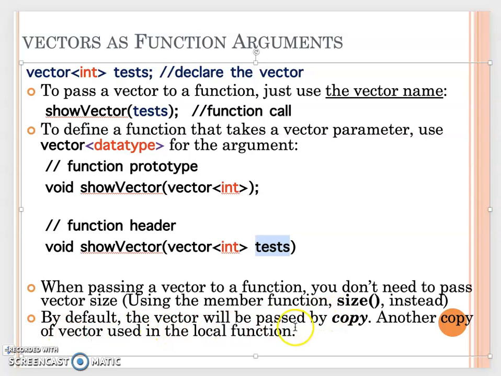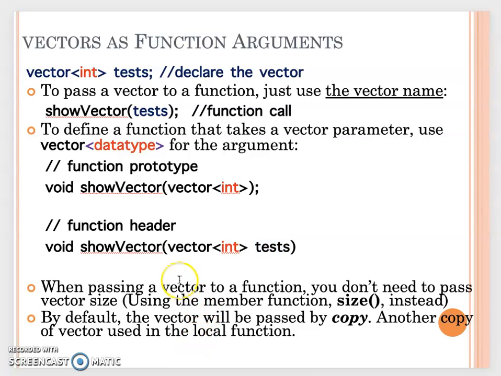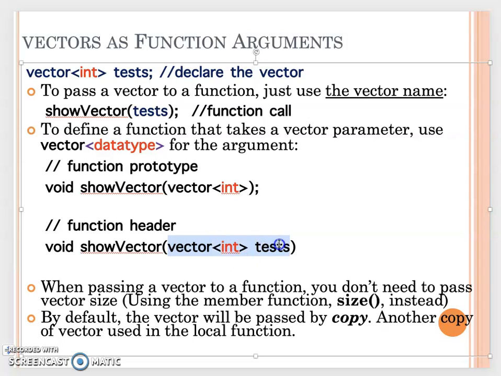By default, the vector will be passed by copy. Another copy of the vector will be used by the local function. What does that mean? That means if in your header you only show the data type and the parameter variable name, by default it is always passed by copy. But remember, the vector is an object, so sometimes it may contain 100 elements. If you pass by copy, it will be a very big size.